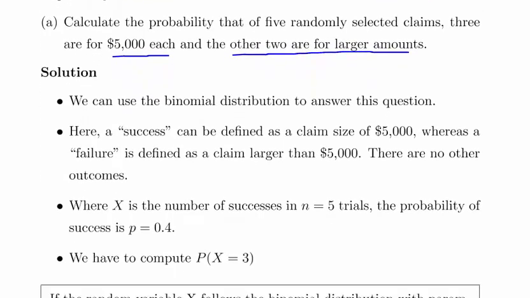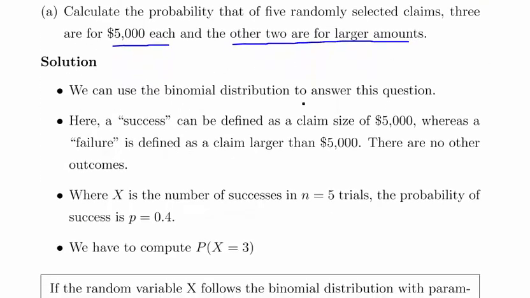So we're going to use the binomial distribution for this question. There are some other approaches that you can take, but they're very long-winded. This is the easiest one. It's just knowing that it is binomial. Here what we're defining as success is a claim of exactly 5,000, and a failure is defined as a claim of larger than 5,000. There are no other outcomes: it's equal to 5,000 or it's greater than 5,000. There's only two outcomes there. It's binomial.